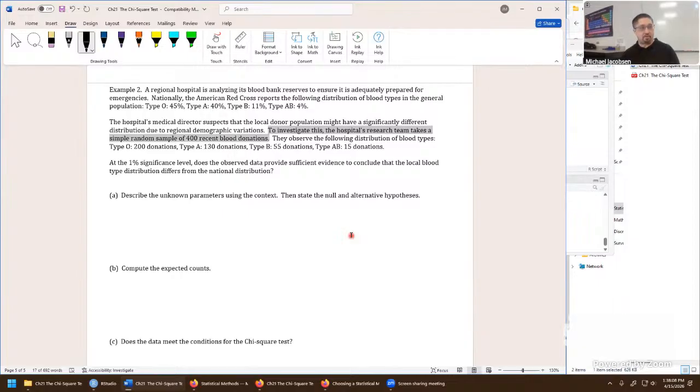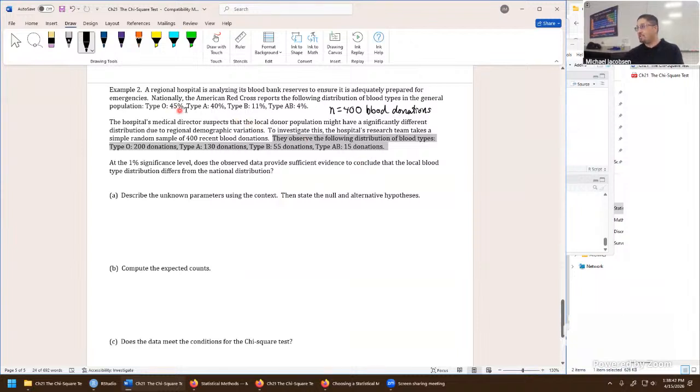Okay, so they have recent blood donations, probably somewhere there's a big database. They pulled in that database, N equals 400 donations. So that's our total sample size on this one. And once they looked into that, they observed the following distributions of blood types: 200 type O, 130 type A, 55 type B, and 15 type AB.